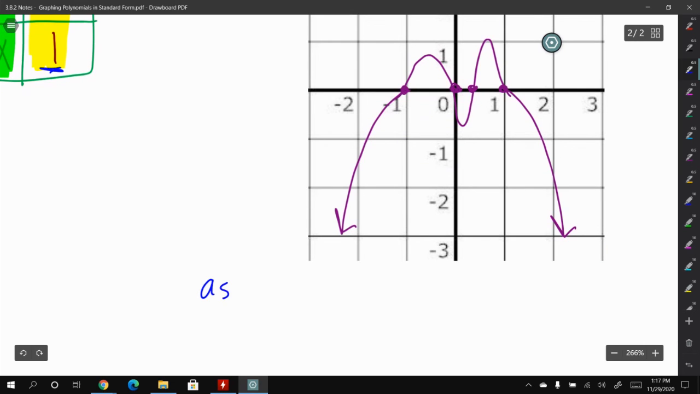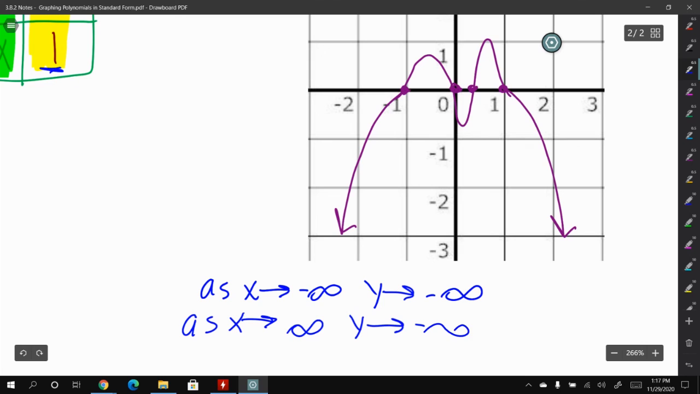And then we do our end behavior. Okay, the left side is going down, so as x approaches negative infinity, y approaches negative infinity as well. And our right side does the same thing. As x approaches positive infinity, y approaches negative infinity as well.